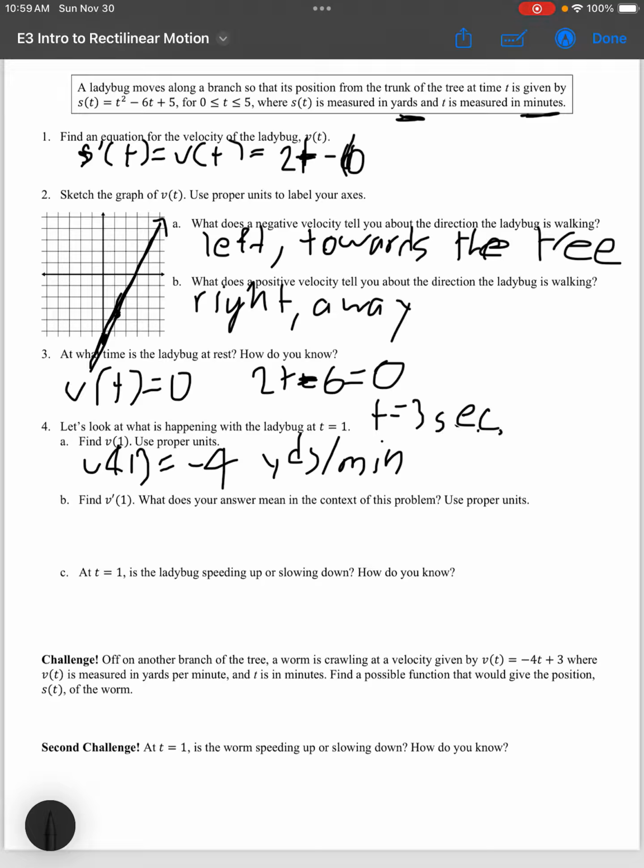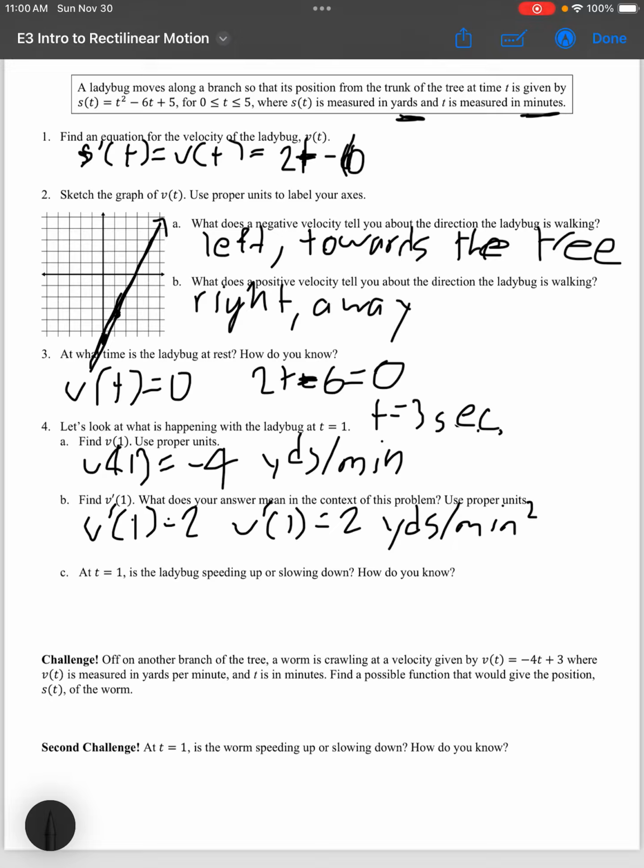Find v prime of 1. What does your answer mean in the context of this problem? Use proper units. So this is a problem where we need to find the derivative of the velocity, and the derivative of our velocity equation is just 2. So v prime of t is just equal to 2. So that means v prime of 1 would be 2. And the units, since we are measuring yards per minute, would be 2 yards over minute squared.